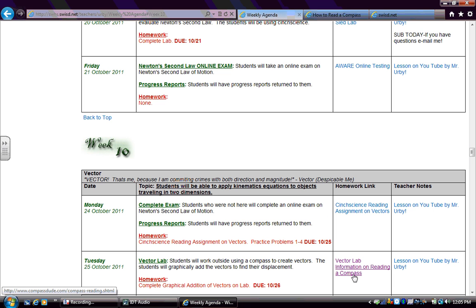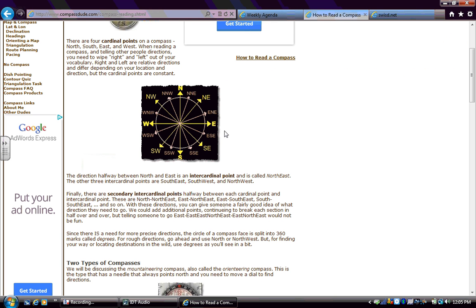If you click on this information on reading a compass, it would take you to this web page. And this web page does a pretty good job of explaining the usage of the compass. It's really important that you know the 4 cardinal points. You have north, south, east, and west, right? And those are the cardinal points. You have intercardinal points, and those would be northwest, northeast, southeast, and southwest.